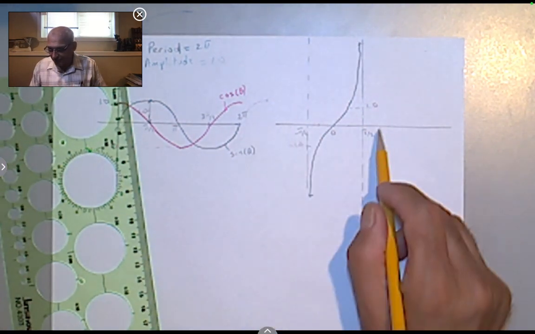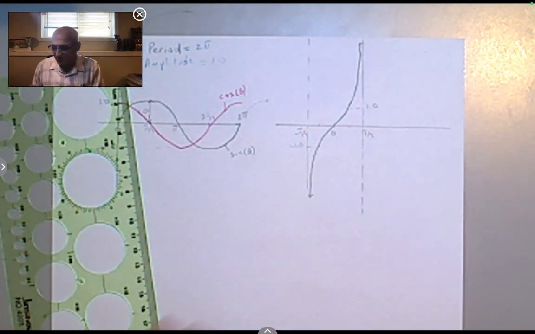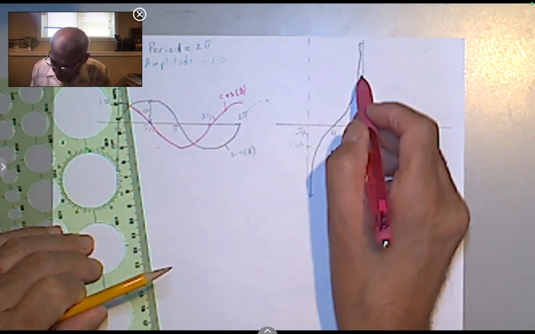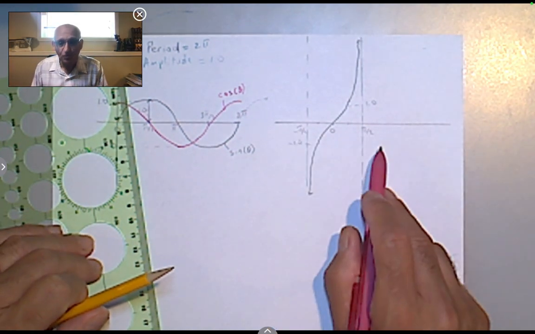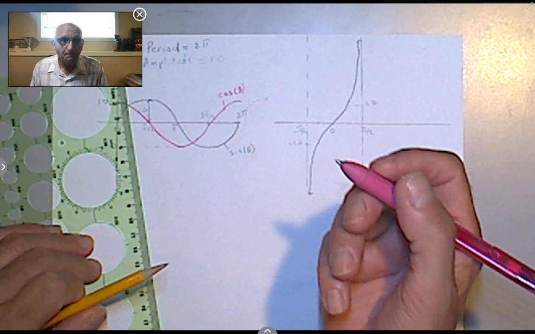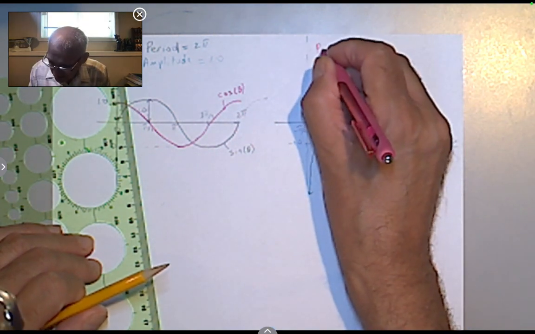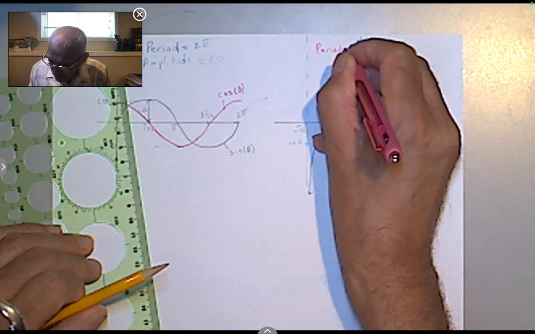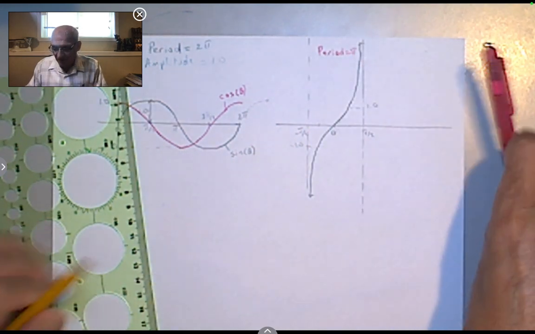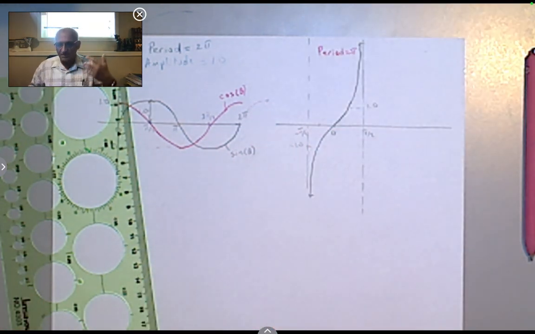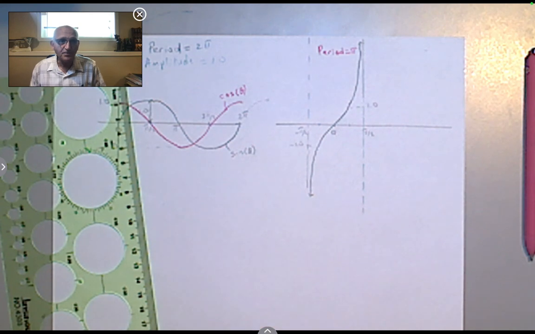at -pi/2 and pi/2, and this cycle repeats. But now we see that this period going from -pi/2 to pi/2 is just pi. So the period is pi, and of course I don't have an amplitude. This thing goes from -infinity to +infinity.